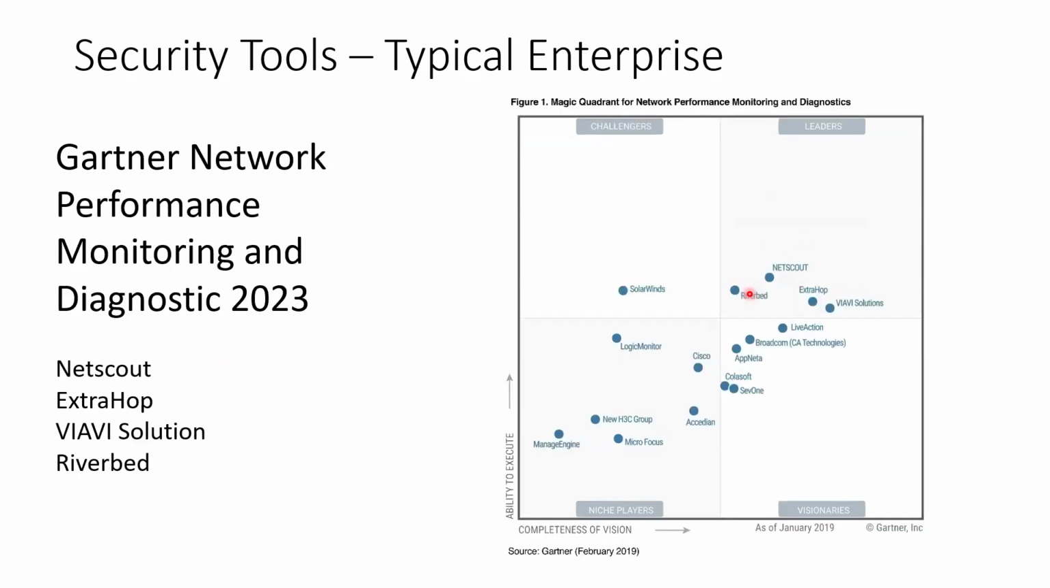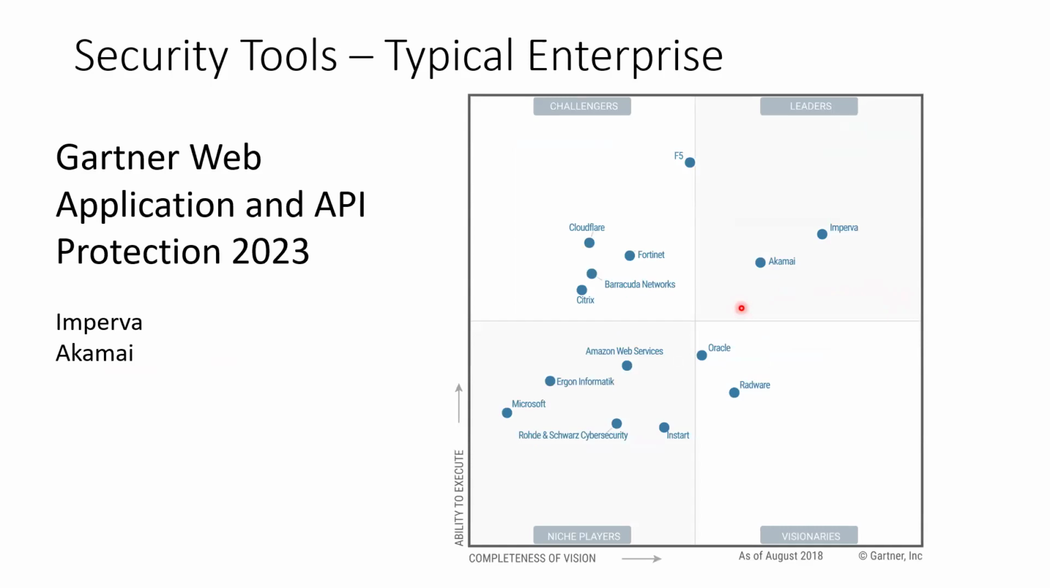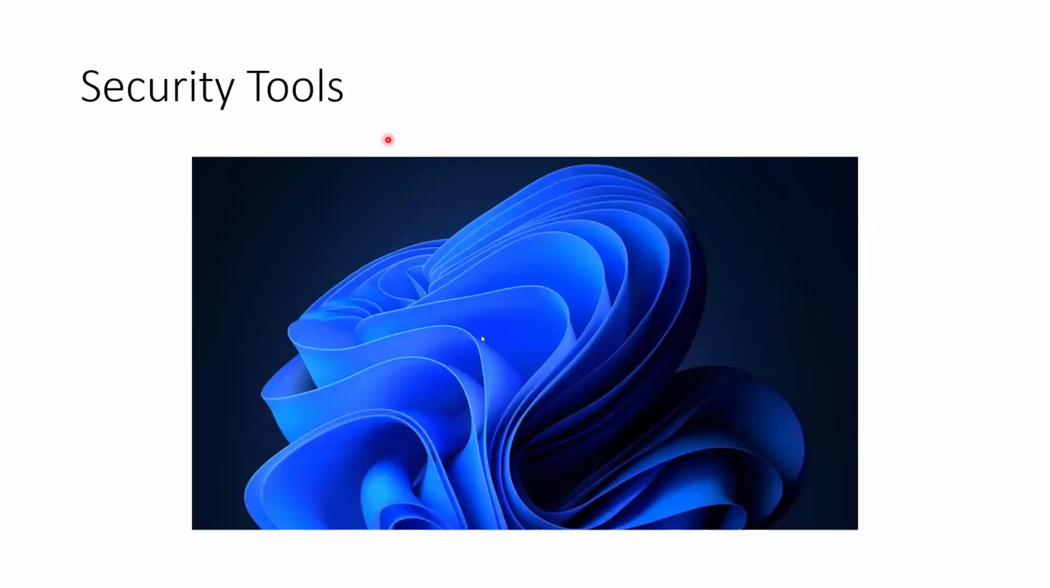Okay, then network performance monitoring and diagnostics. We have NetScout, ExtraHop, Viavi Solutions, and Riverbed as vendors. Then web application and API protection. If we are using a web server and we have to protect our web application and the integration of all the APIs we are using in our website, then Imperva and Akamai are the brands that will help us in providing security at web application and API protection.